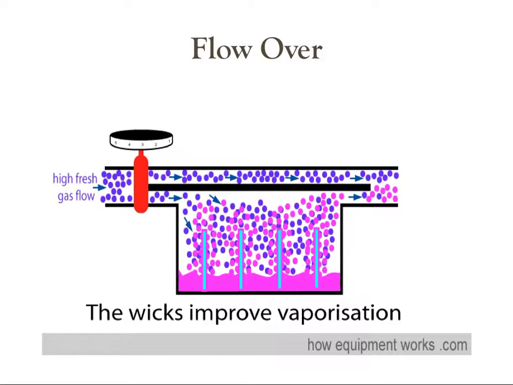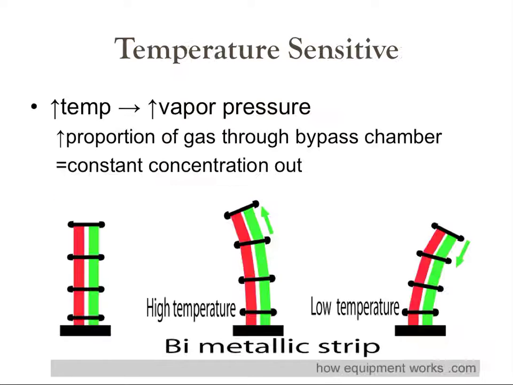Now most of our vaporizers are flow over, and this means that the gas is channeled through the vaporizing chamber and it flows over a wick system. These would be the wicks, and they're saturated with liquid anesthesia. And so the vapor also becomes saturated with this anesthetic. Now the flow over method of vaporization is in contrast with the bubble through method, which is used for the copper kettle system.